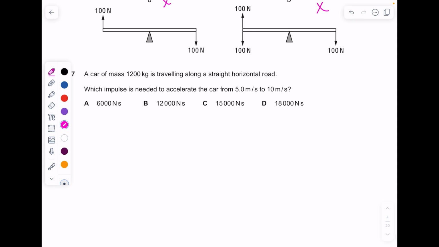A car of mass 1200 kg is travelling along a straight horizontal road. Which impulse is needed to accelerate the car from 5 meters per second to 10 meters per second? So impulse is given by the equation force times time for which the force acts.